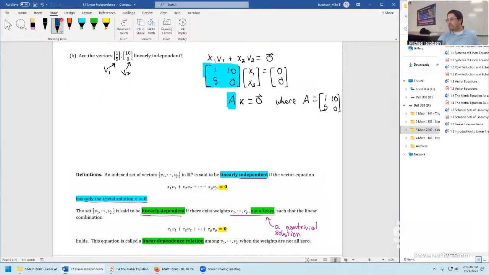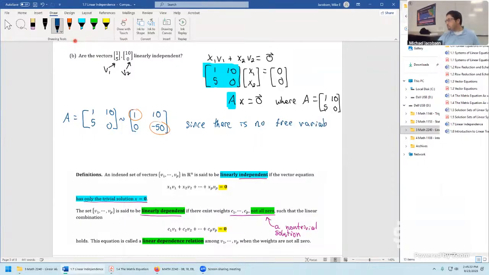Let's do just that. If we take A, it's equal to 1, 5, 10, 0. We can row reduce this pretty quickly. Multiply row 1 by negative 5, add to row 2 to get 0, negative 50. Now we have a pivot in column 1, we have a pivot in column 2, it's in echelon form. So we can say, since there is no free variable, the matrix equation, Ax equals the zero vector, has only the trivial solution.